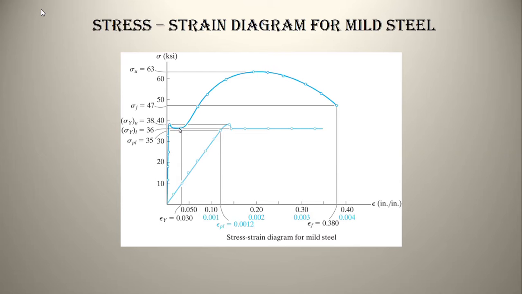Sigma yield, this one. And sigma yield is a point where after proportional limit, you reach a point where without increasing the stress, the material just yields, it keeps stretching. That point is called yield strength. And obviously, this is something we want to avoid. We never want to reach the yield strength because you don't want extensive strain in your material.